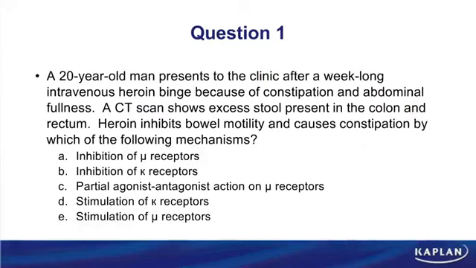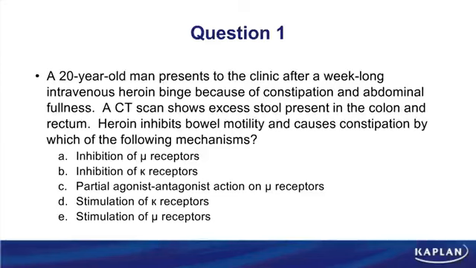Now that we've finished this chapter, let's do a few questions together. Here's the first one. Pause the video, review the question, and then we will discuss. A 20-year-old man presents to the clinic after a week-long intravenous heroin binge because of constipation and abdominal fullness. The CT scan shows excess stool present in the colon and rectum. Heroin inhibits bowel motility and causes constipation by which of the following mechanisms?